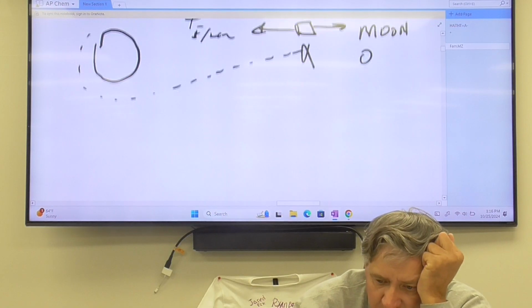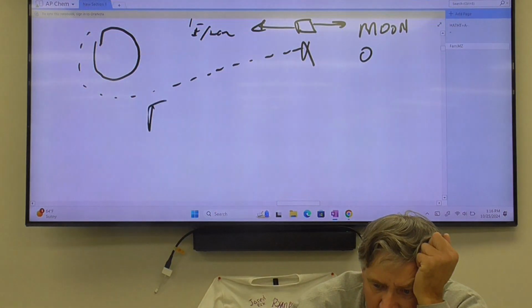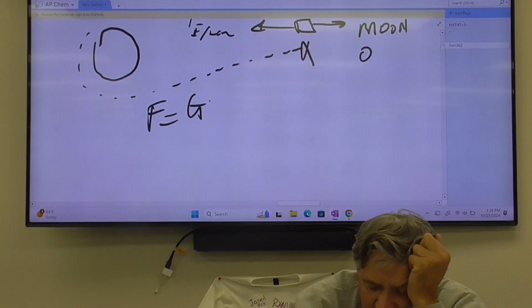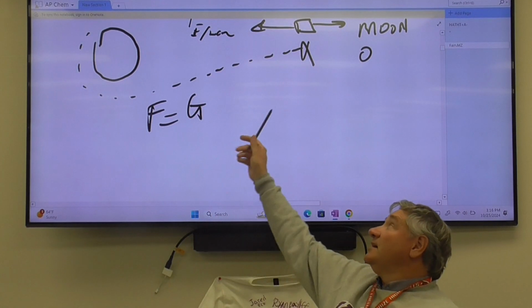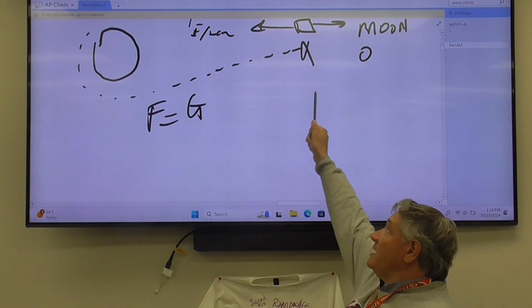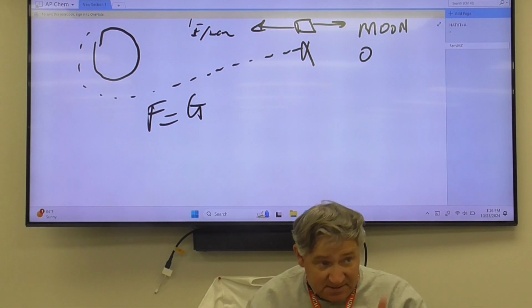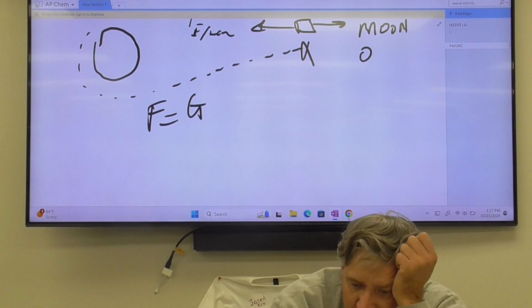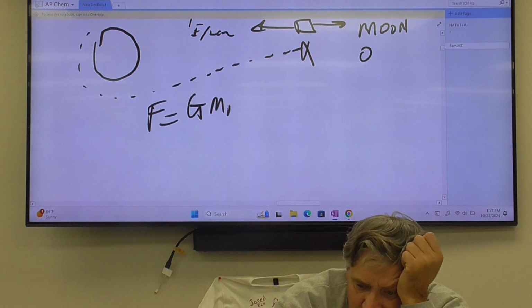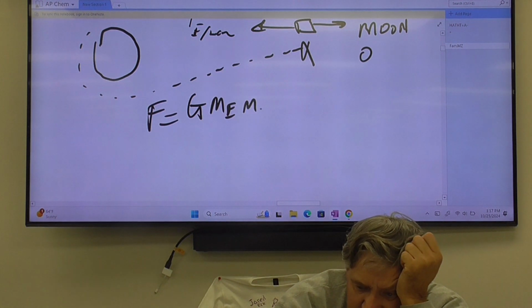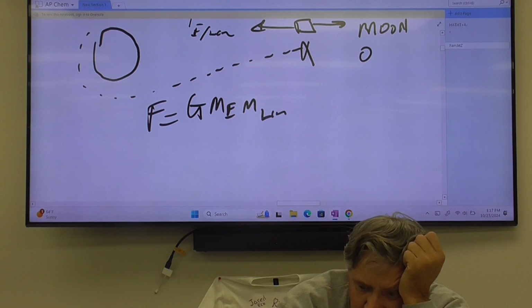So we're going to go old school, F equals big G. The first thing I want to find is the force between the lunar command module and the Earth. Okay, that's the first thing I'm going to try and find. So that's going to be the mass of the Earth times the mass of the lunar command module.